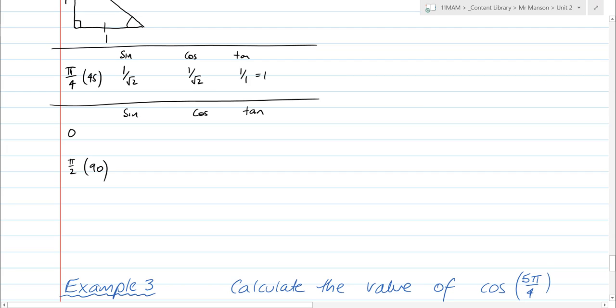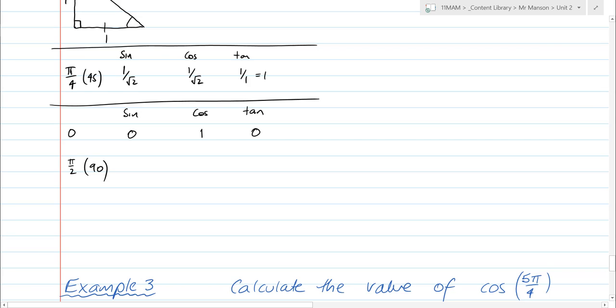Sine of 0 is what? The height on the positive x-axis when we move 0 degrees. 0. Cos of 0? 1. Tan of 0? Which is sine divided by cos is 0 divided by 1 is 0.